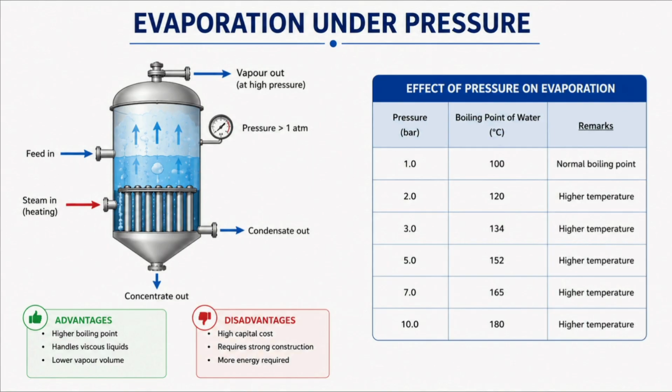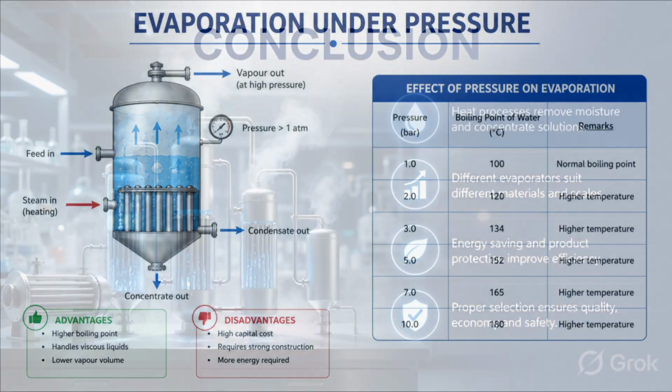So the table in the slide shows how boiling point changes with pressure. So lowering pressure results in lowering boiling temperatures. One major advantage is safe evaporation of the heat sensitive materials here. However, vacuum system increases the equipment cost and the maintenance requirements. Thus, evaporation under pressure is very important in the pharmaceutical industries.